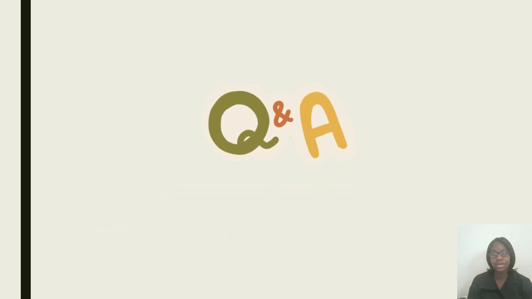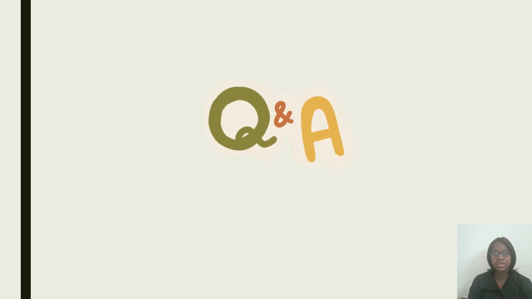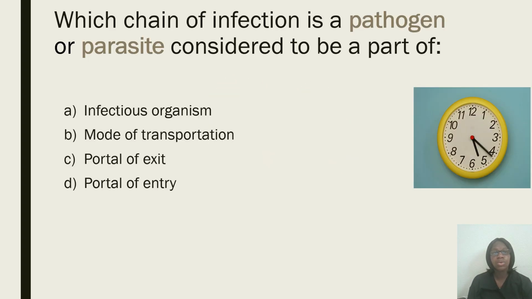Now I want to do like a Q&A just to kind of quiz you. This is kind of like a knowledge check. Which chain of infection is a pathogen or parasite considered to be a part of? Is it infectious organism, mode of transportation, portal of exit, a portal of entry? I'll give you just a few moments to think about it.